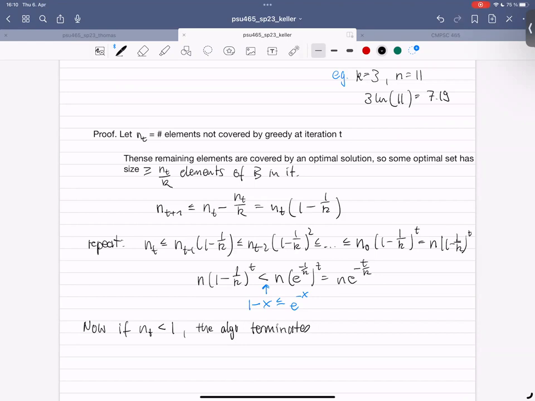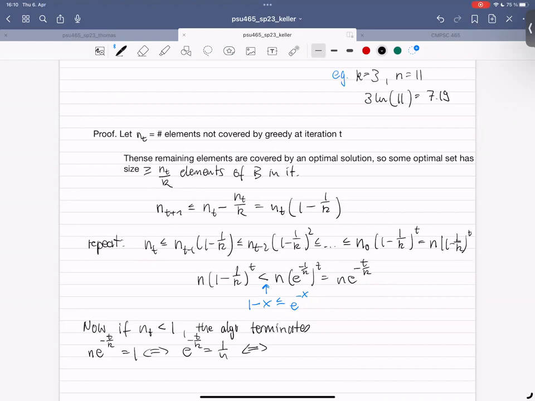When is this the case? Whenever n times e to the power of minus t over k is equal to one, based on our bound here on the top. This is what I'm using to bound n_t. And so this is the same as saying e to the power of minus t over k equals 1 over n.